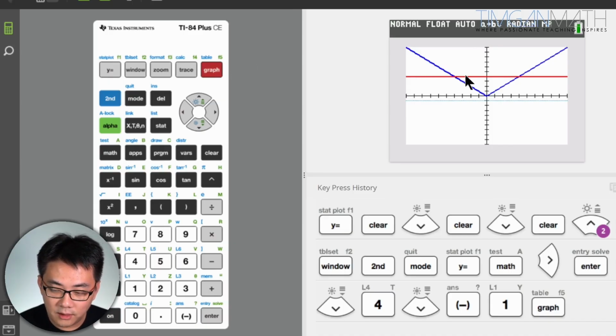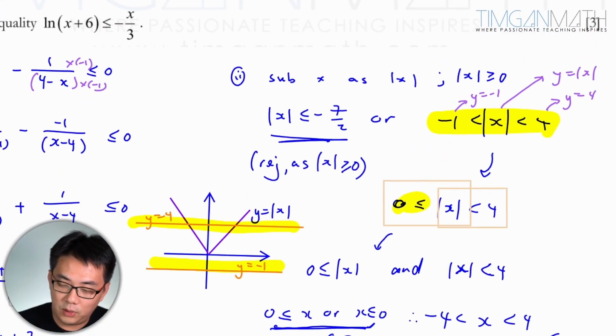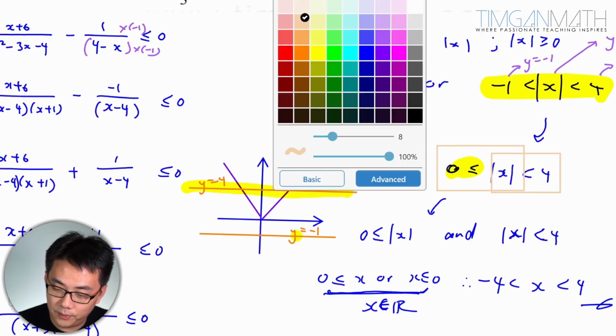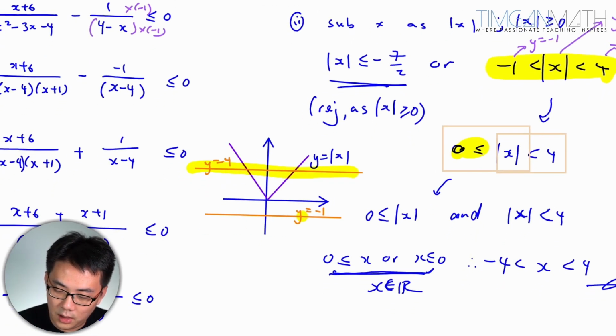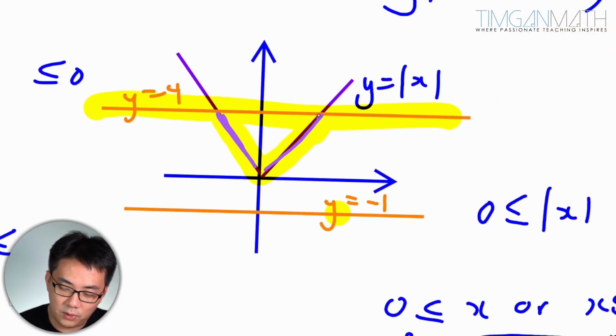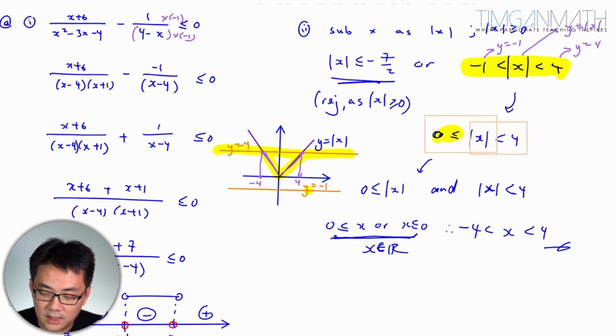I want the mod x value to be between these two lines here, between -1 and 4. Meaning to say, the y values which give us between there will be here and here. Anything more than that is outside, so it's just here and here, which is between the values. And this happens to be x equals -4 and 4. So that's why the answer is -4 and 4.